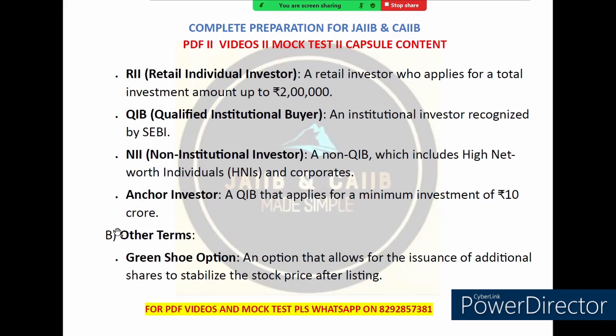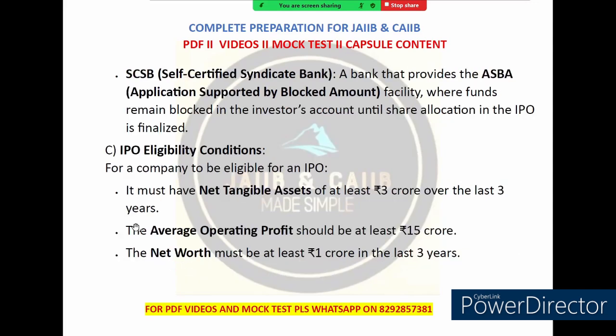Now other terms like green shoe option is an option that allow for the actual issuance of additional share to stabilize the stock pricing. And next is SCSB, which is self-certified syndicate bank. Right, ASBA means application supported by block amount. So where IPO funds are blocked until allocation, or it is crucial to the IPO process.